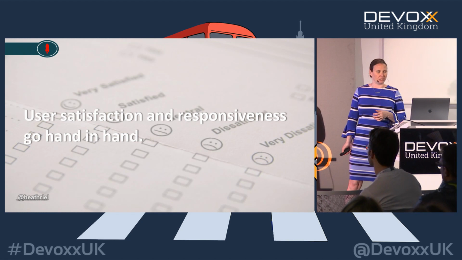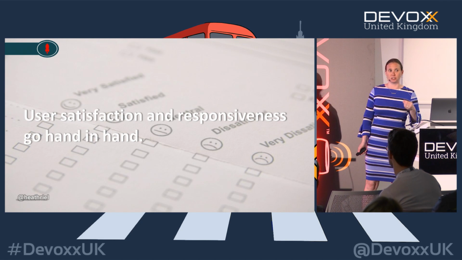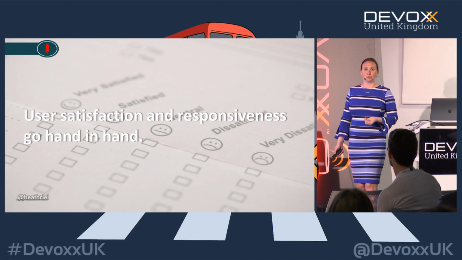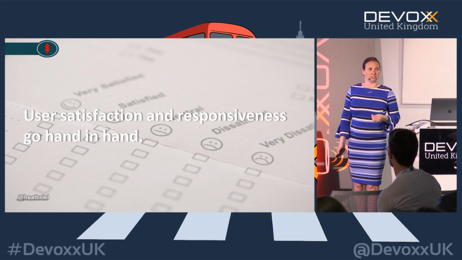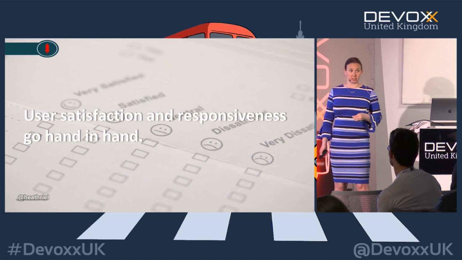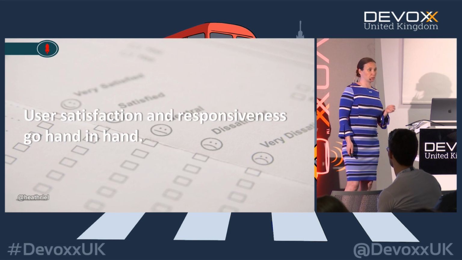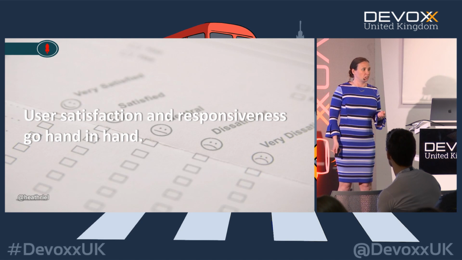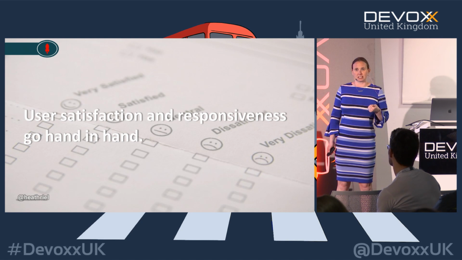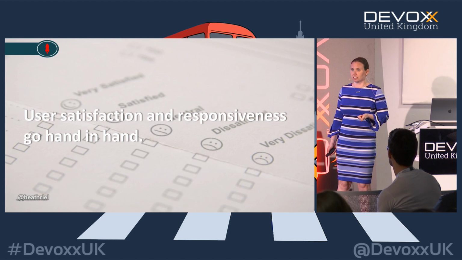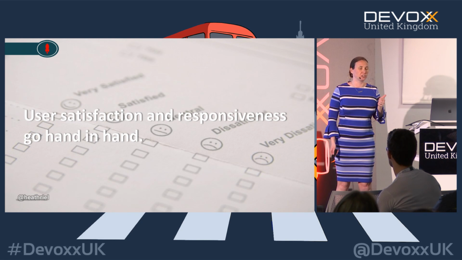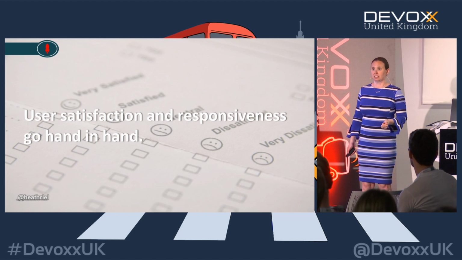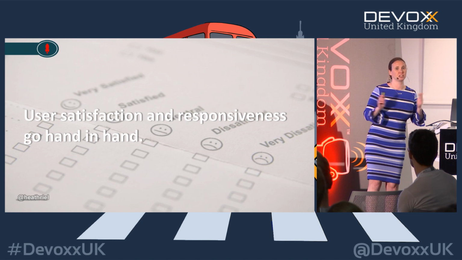So user satisfaction and the responsiveness of your app go hand in hand. Does anybody understand what I'm saying here? The faster your application runs, the less likely people are going to complain about it. The faster it is, the more likely they're going to use it. And you're not going to hear people complain. What you're going to notice is they don't get past the adoption phase. They just stop at the first phase and they never get to the use phase.